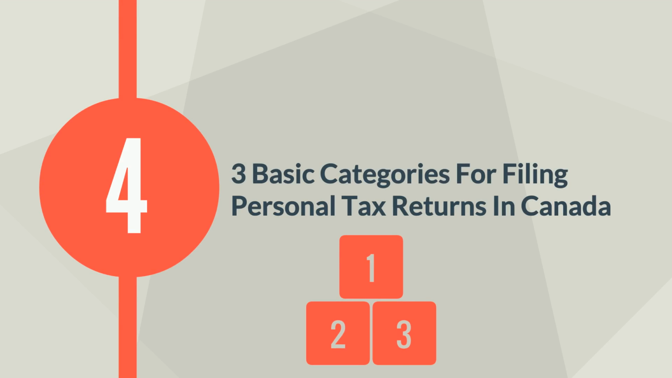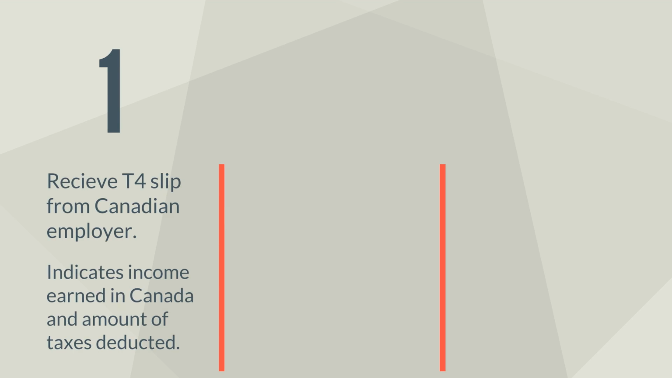Number 4, basic categories for filing personal tax returns in Canada. Category 1, you're working for a Canadian employer and receive a T4 slip. A T4 slip is like a W-2 slip in that it reports the amount of income you earned in Canada and the amount of taxes that have been deducted from your paychecks.